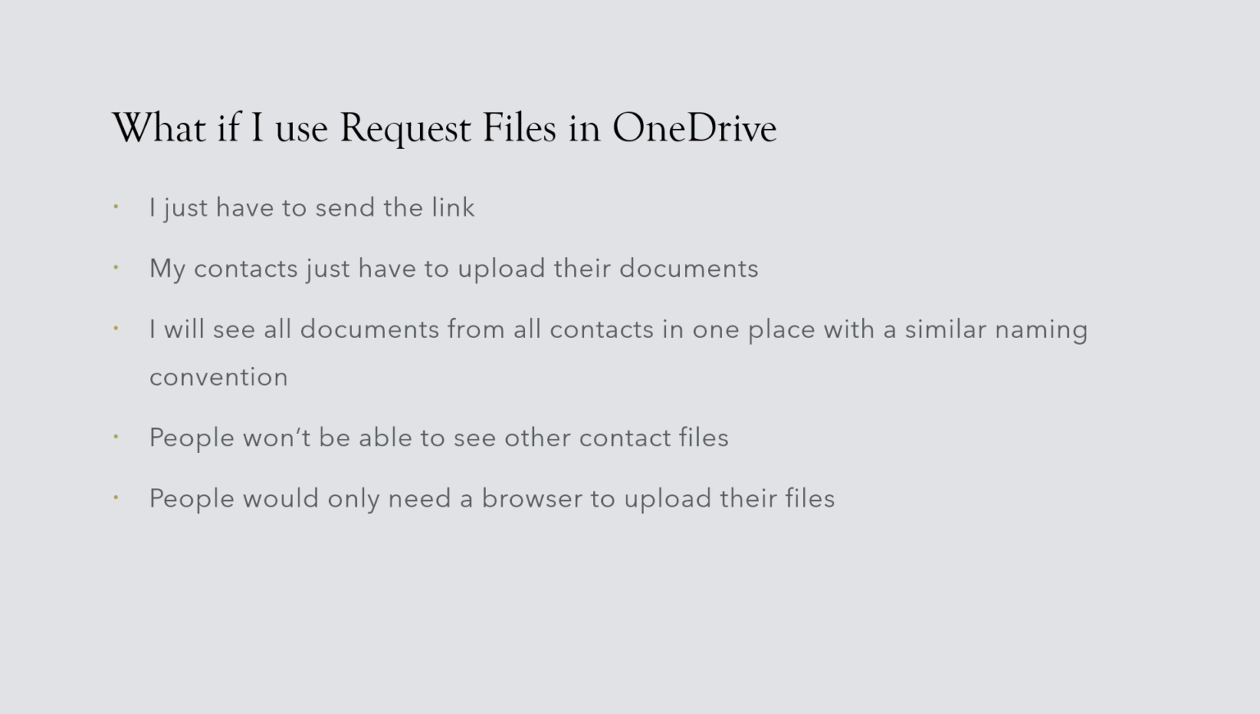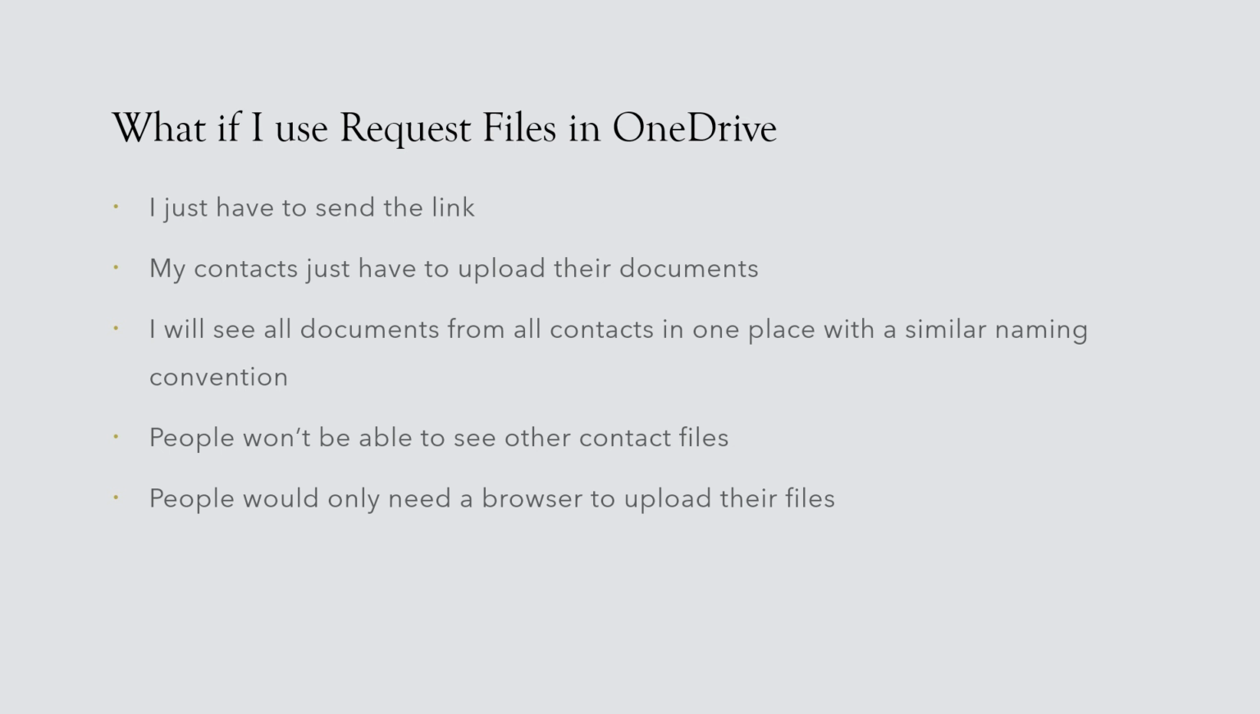I will see all the documents from all my contacts in one place, in one folder, with a similar naming convention, because you'll see that it will prefix their documents with their last name, first name. And they won't be able to see all the contacts, even if it's stored in the OneDrive, because they don't have access to the OneDrive actually. They just upload the documents and that's it. They won't see the OneDrive. And people just need a browser to do that.